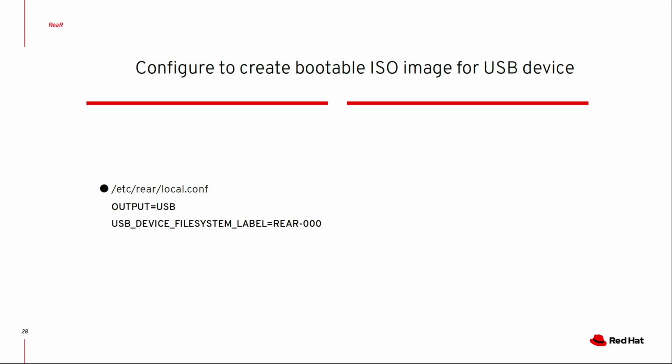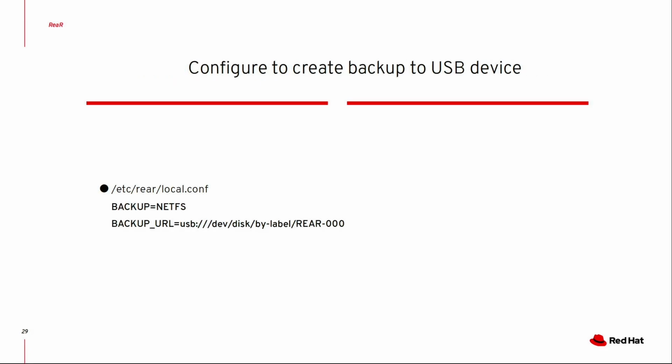All right, so now that we have our USB device formatted and ready to go and labeled, we need to configure our server so that the output method instead of ISO is USB, because we're going to talk directly to a USB device. The second line is there by default, but I like to put it in there because I want to make sure I am for sure calling this USB device REAR-000. But that's where, if you wanted to change it, you would change it as well as during the formatting process. So that's the label we're going to be looking for to make the recovery CD.